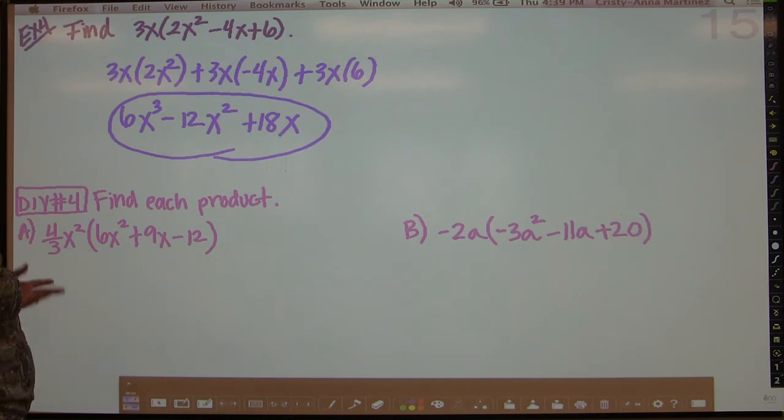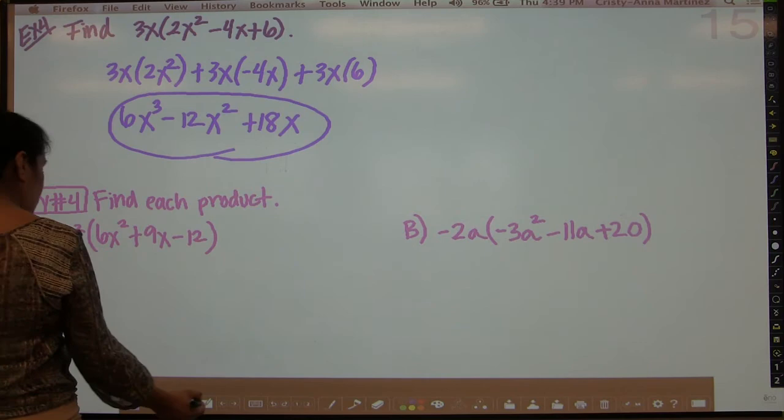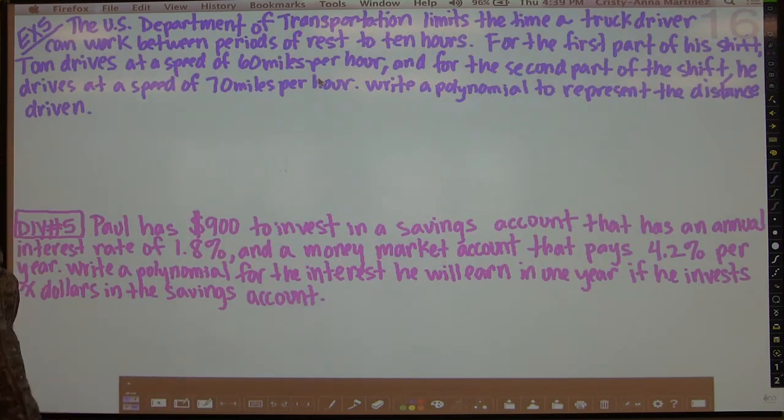So now you can attempt to do it yourself number 4, and then we will move on to a little bit of a word problem here for you.